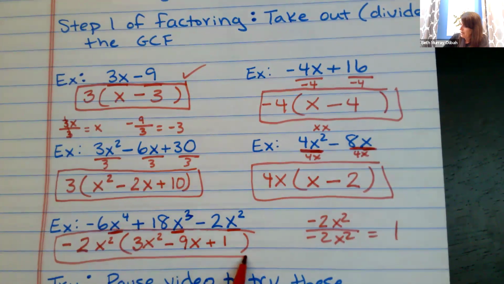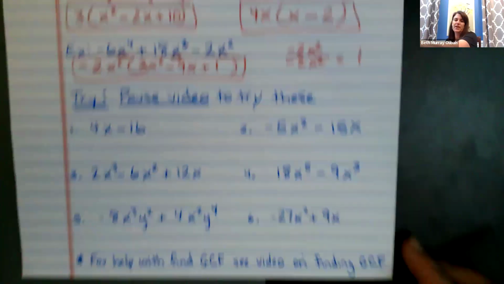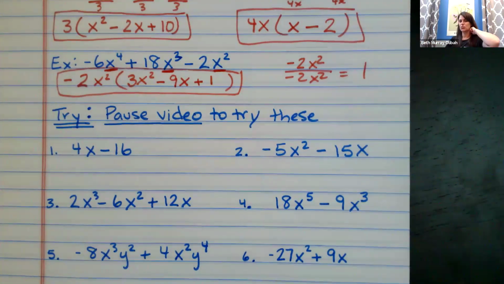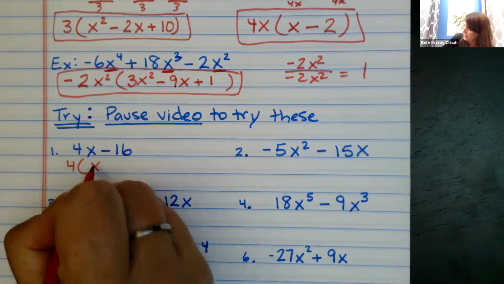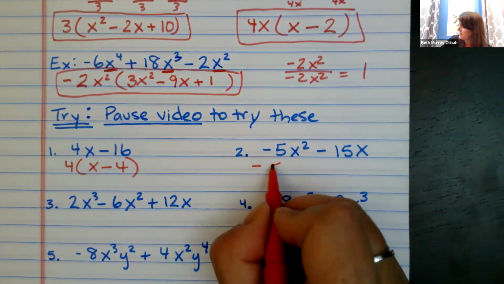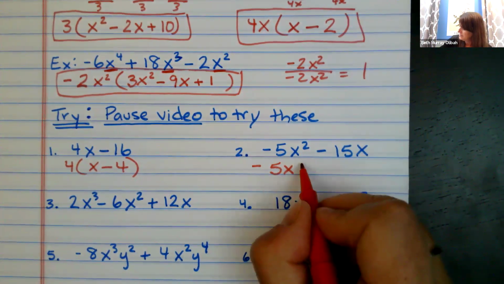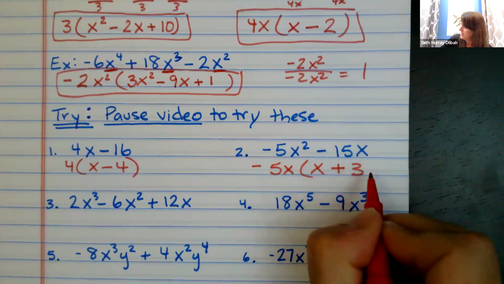All right, you cannot learn math without doing math. So I really hope you'll take a second to pause the video and try these and then start it again and see how I did them. Number 1, I'm taking out a 4. That one's not too bad. Number 2, I'm going to take out a -5x. That would leave me with an x plus 3.